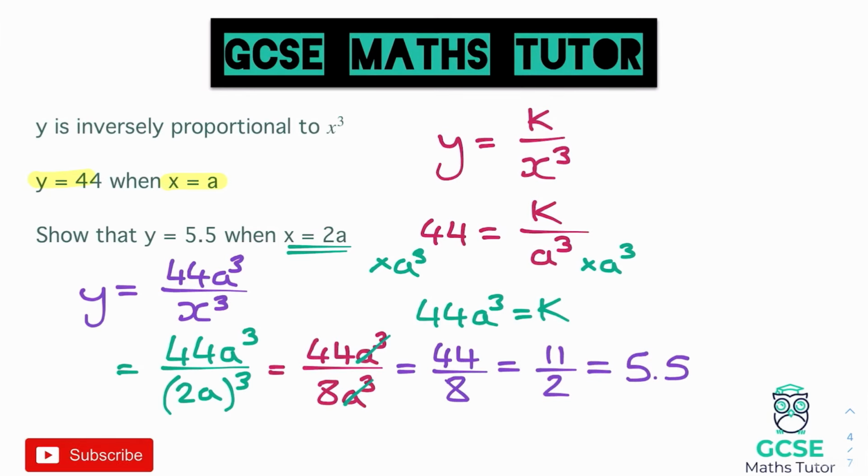One little thing that we should show is just how we've simplified that fraction. We divided the top and bottom by 4 to get 11 over 2, and then we were able to write that as the decimal 5.5. So we've got 5.5 at the end, so we have shown that y equals 5.5, and our answer matches what was asked for in the question. That was question 4 completed, and let's have a look at our final question on direct and inverse proportion.